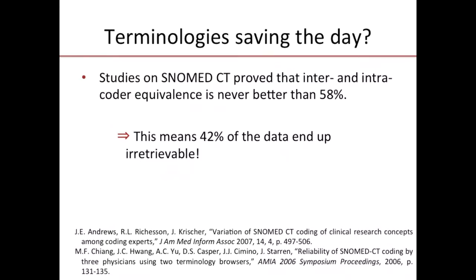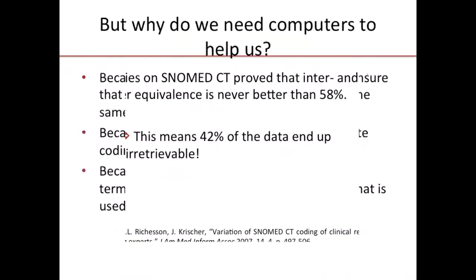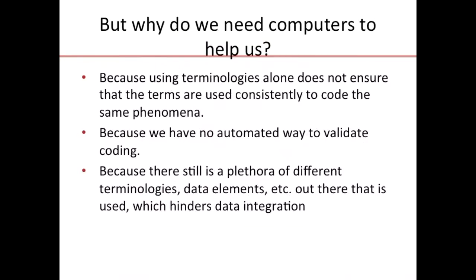The equivalence was never better than 58%. Even, let me say that, for the intracoder things. That means one person coding the same thing only coded the things in the equivalent way 58% of all times. What this means is that 42% of your data might end up being irretrievable because you have no idea where it is. Or you need to search for it for weeks. That's not good. Honestly, it's not good. Okay, we'll move on. I think I made my point.